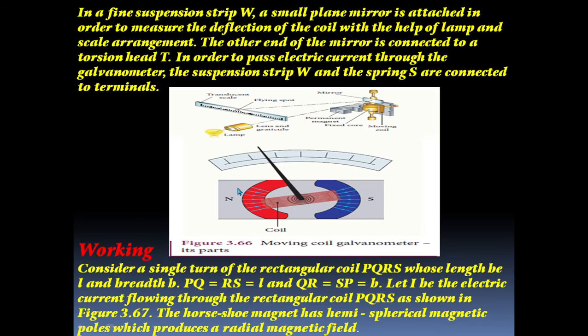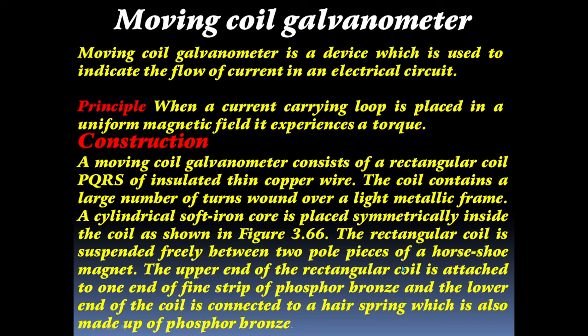So, this is the rectangular coil, which is placed in between the two powerful horseshoe magnets. This is the pointer needle which is attached to the coil. The upper end of the rectangular coil is attached with one end of a fine strip of phosphor bronze, and the lower end of the coil is connected to a hair spring which is also made up of phosphor bronze.